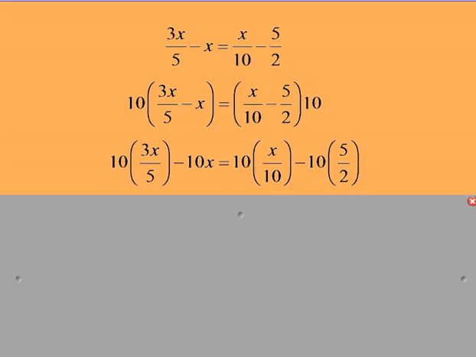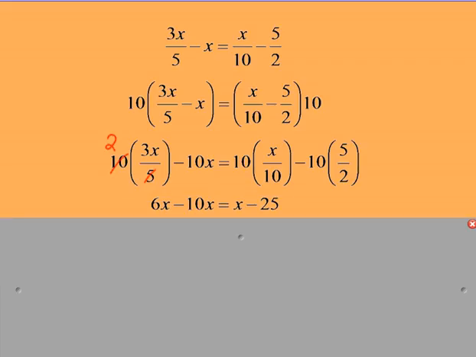All right. 5 goes into 10 twice. 2 times 3x is 6x. We bring down our negative 10x right there. The 10s will cancel there, leaving us with that x. And 2 goes into 10 5 times. 5 times 5 is 25. Of course, we have this minus sign right there too. All right, so keeping track of all our arithmetic there, we end up with 6x minus 10x equals x minus 25.